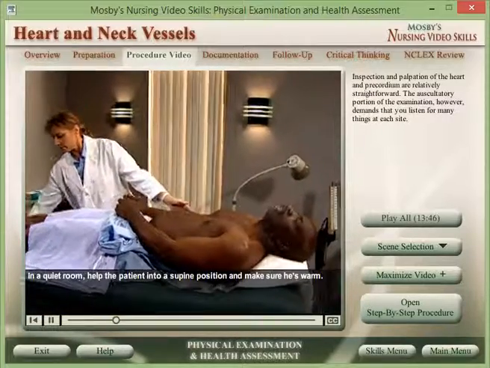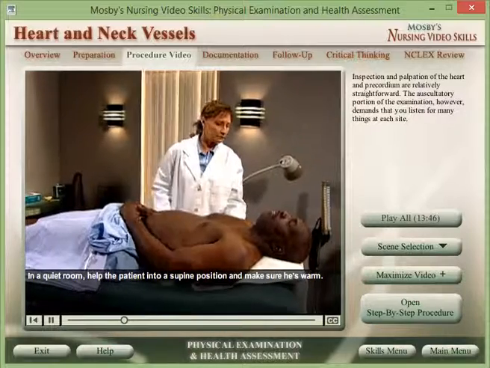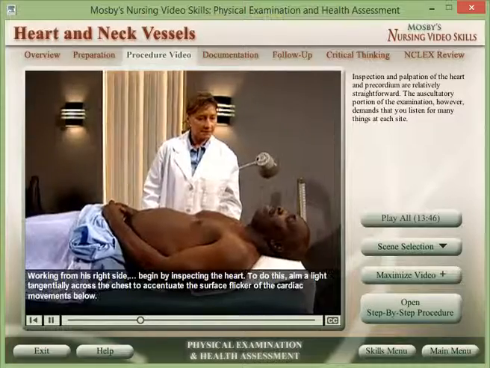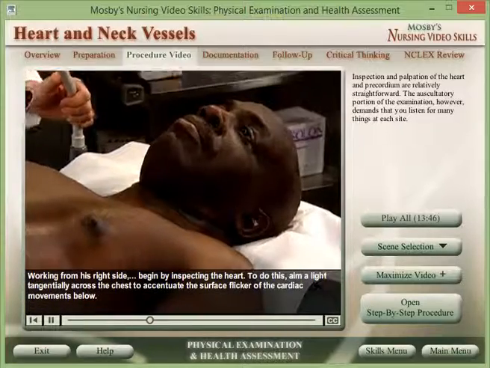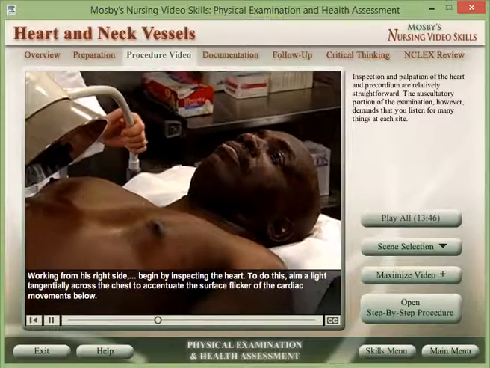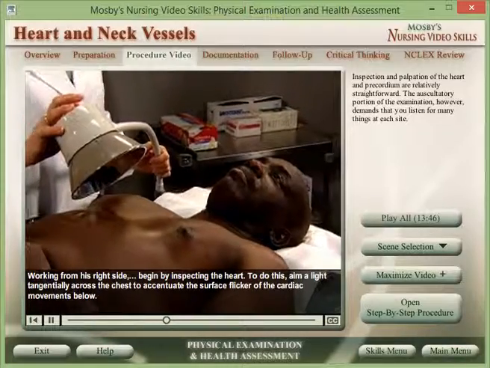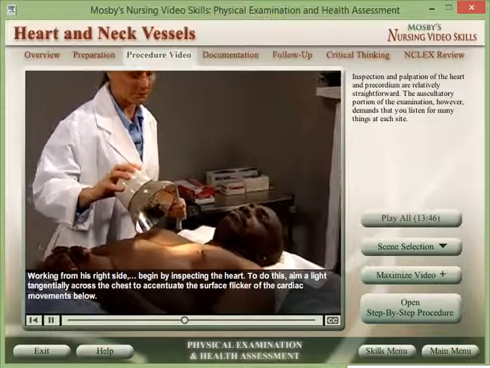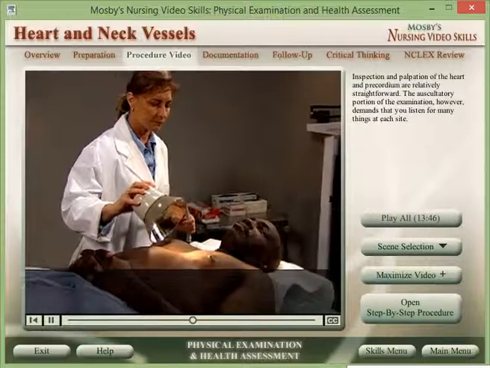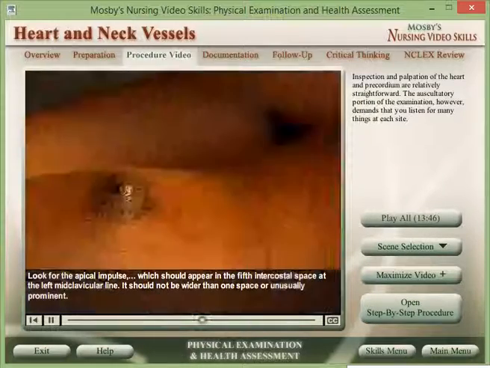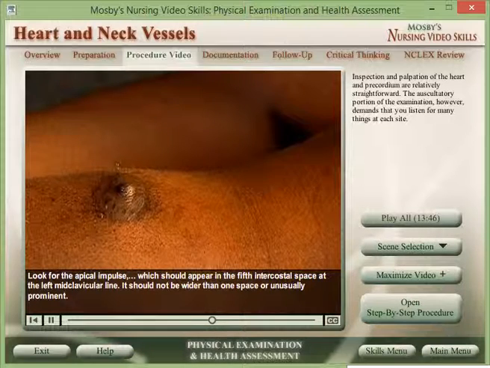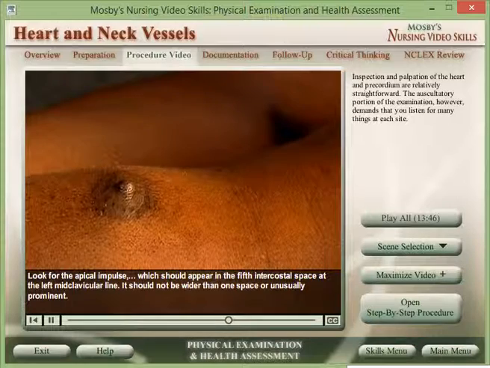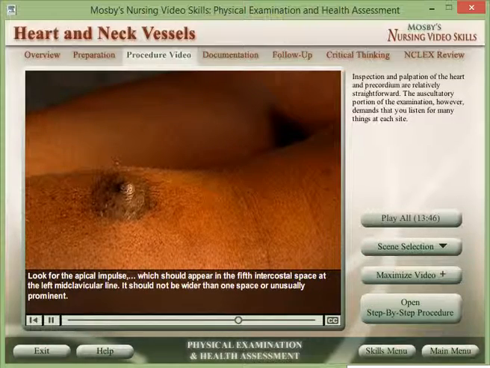In a quiet room, help the patient into a supine position and make sure he's warm. Working from his right side, begin by inspecting the heart. To do this, aim a light tangentially across the chest to accentuate the surface flicker of the cardiac movements below. Look for the apical impulse, which should appear in the 5th intercostal space at the left mid-clavicular line. It should not be wider than one space or unusually prominent.